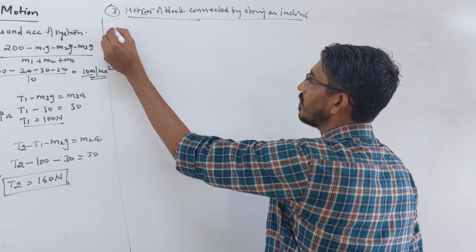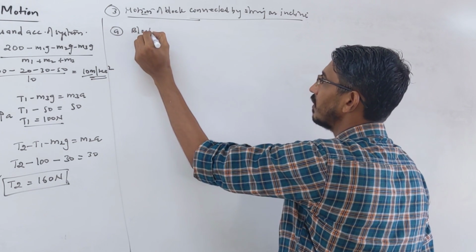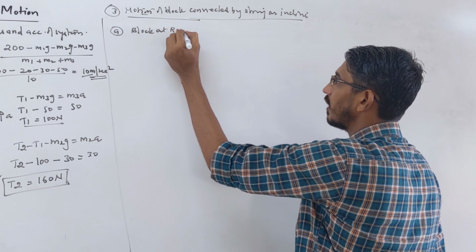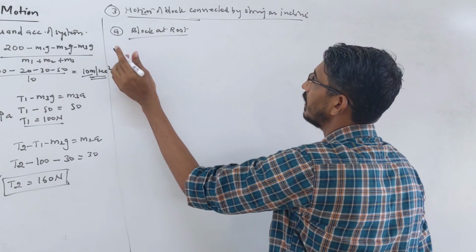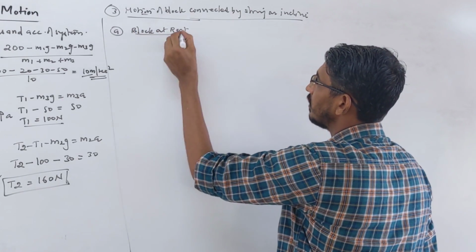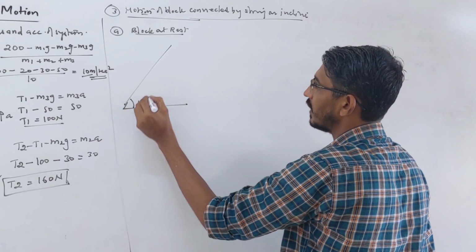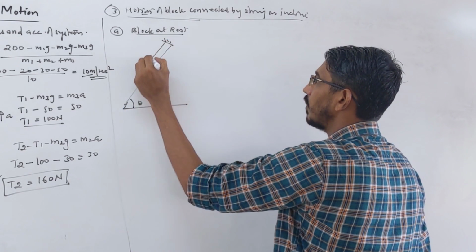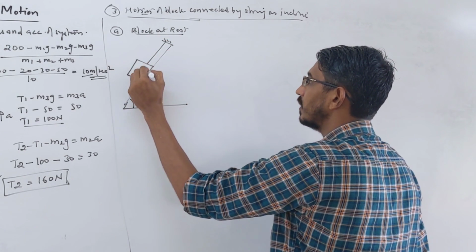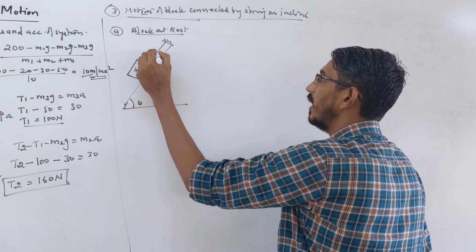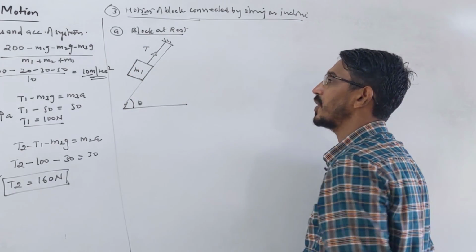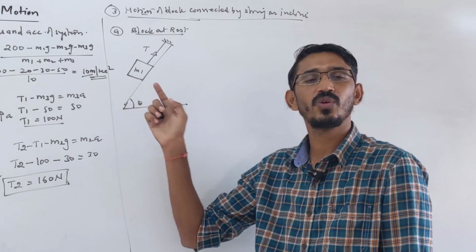First we talk about a simple example, like blocks at rest. They are not moving. Then we'll talk about accelerating. Suppose this is some inclined surface, angle theta, and one block M1 is placed like this. They are asking what is the tension T in this string. There may be one block or two blocks, we'll talk.